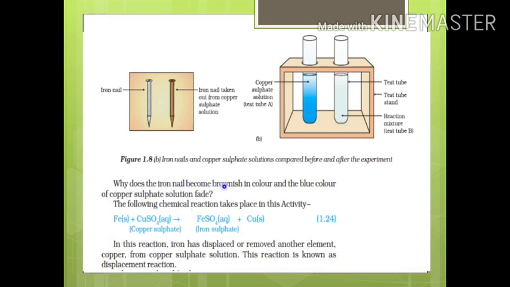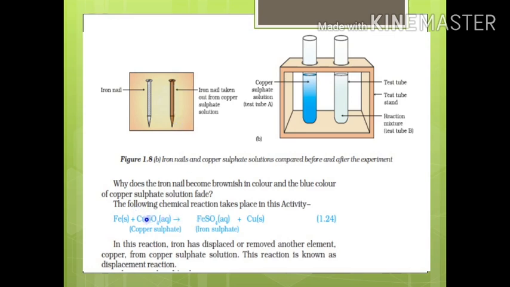Why does the iron nail become brownish in color and the blue color of the copper sulfate solution fade? So, the blue color of the copper sulfate has faded, and this is the iron nail which is dipped in the copper sulfate solution. Its color has become brownish. So, what happened? What is the reason for this color change?